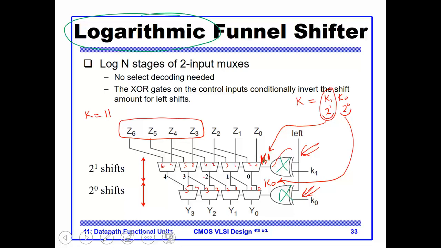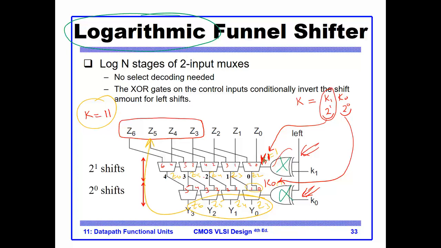So this one here will choose the Z2. This one will choose the Z3. This one will choose the Z4. This one will choose the Z5 and the Z6. Why? Because K1 here will be 1. Now let's go to the next multiplexer here. This K0 is also 1 because I'm choosing K equal 1, 1. So this will choose out of these two the Z3, the Z4, the Z5, and the Z6, which is exactly what I want here.